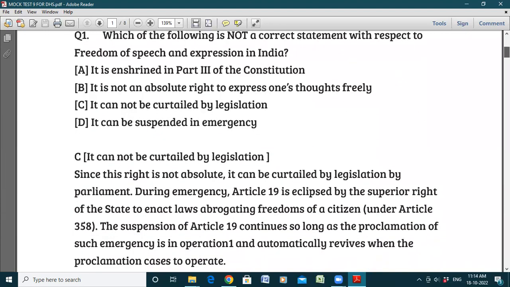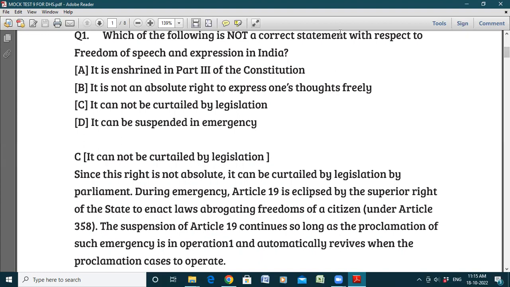It cannot be curtailed by legislation is not correct, since this right is not absolute. It can be curtailed by legislation by parliament, and during emergency Article 19 is eclipsed by the superior right of the state to enact laws abrogating freedoms of citizens under Article 358. The suspension of Article 19 continues so long as the proclamation of such emergency is in operation and automatically revives when the proclamation ceases to operate.